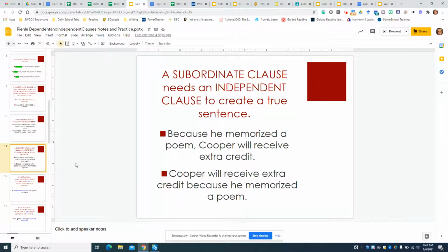These are called complex sentences. Because he memorized a poem, I can't just stop there, I have to add more. Cooper will receive extra credit. Or I can reorganize the two clauses. Cooper will receive extra credit because he memorized a poem. Both of those sentences are grammatically correct.